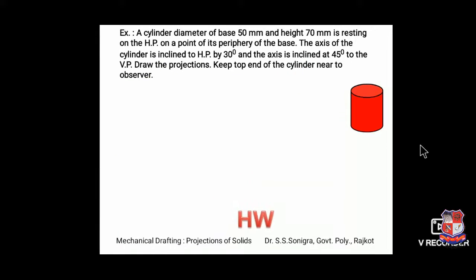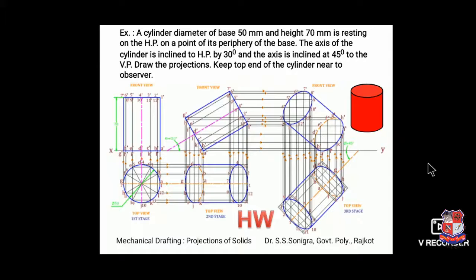Second problem: a cylinder diameter of base 50 mm and height 70 mm is resting on HP on a point of its periphery of the base. The axis of the cylinder is inclined at 30 degree to HP and axis inclined at 45 degree to VP. Draw the projections. Keep top end of the cylinder near to observer. You do the solution of this problem in your homework. I am giving you the final answer.